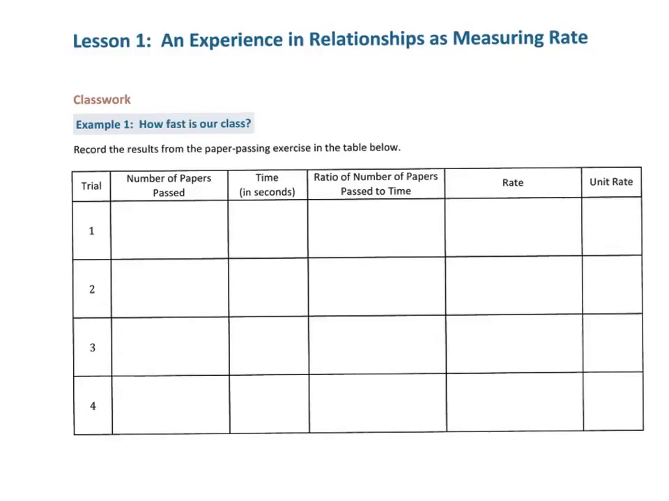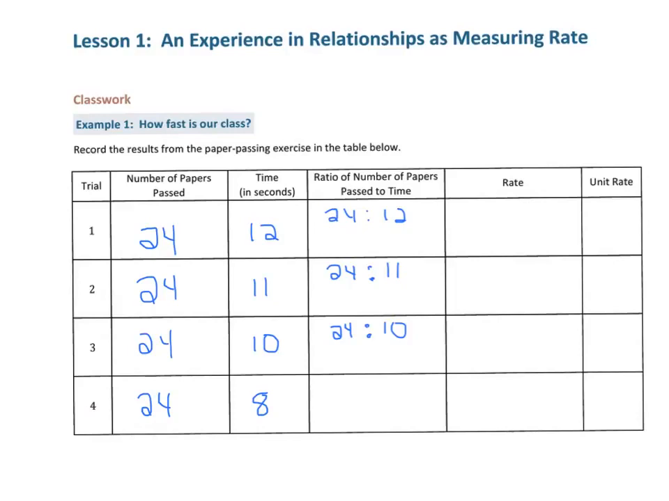So an example of what that might look like is something like this, where when we first started passing out the 24 papers, it took us 12 seconds. But as we continued, just like anything you practice, you get faster and faster and faster. So the ratio of the number of papers passed to the time is 24 to 12, or we could write an equivalent ratio by reducing 2 to 1.